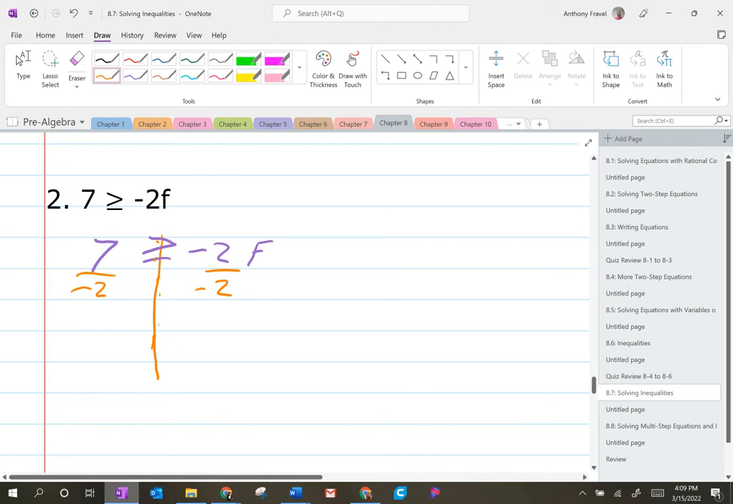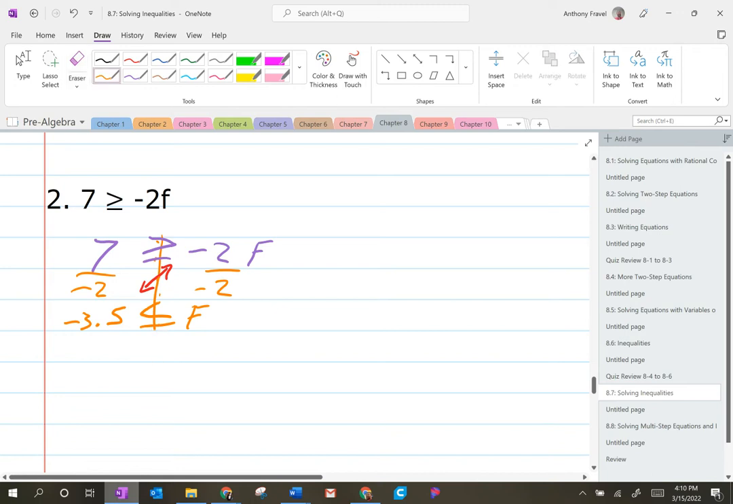Okay, 7 divided by negative 2, and I'm going to change that just to a decimal so I can work with something a little bit easier. 7 divided by negative 2 is negative 3.5. Because I divided by a negative, that means I have to switch around this sign. So instead of being greater than or equal to, it's now going to be less than or equal to. And then I'm left with f. So negative 3.5 is less than or equal to f.